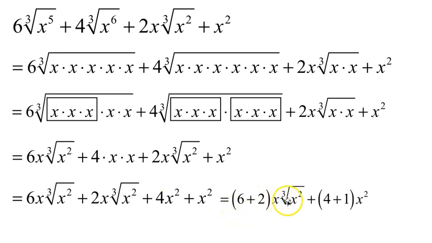So factoring out the x times the cube root of x squared, we get 6 plus 2 for the first piece. Factoring out the x squared, 4 plus 1 for the second piece. So now I have 8x times the cube root of x squared plus 5x squared will be that result.